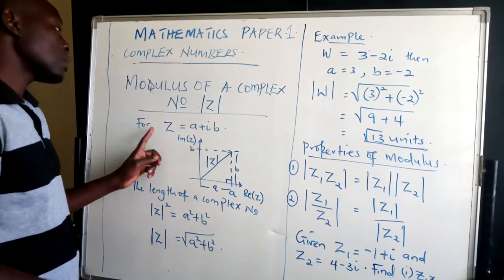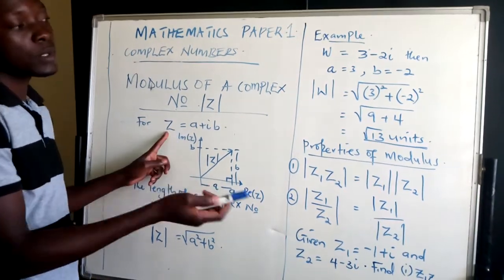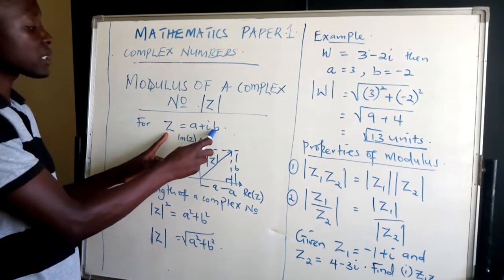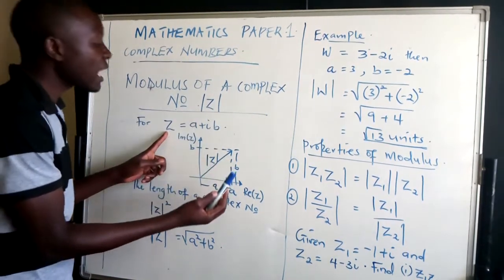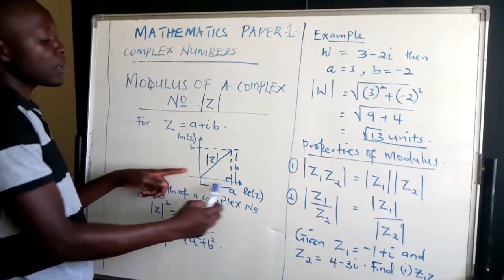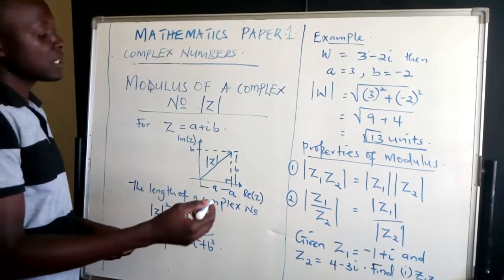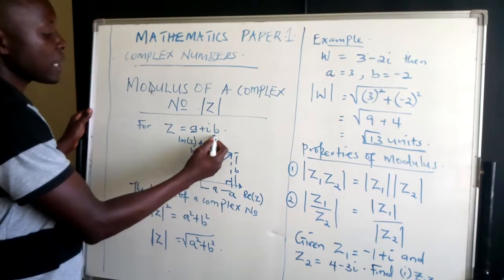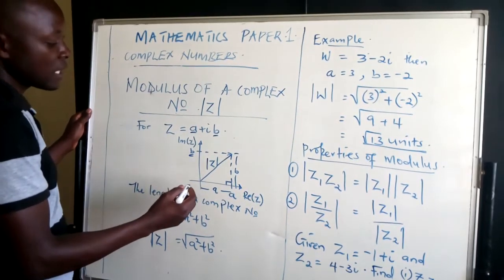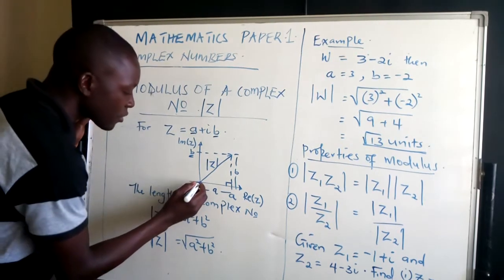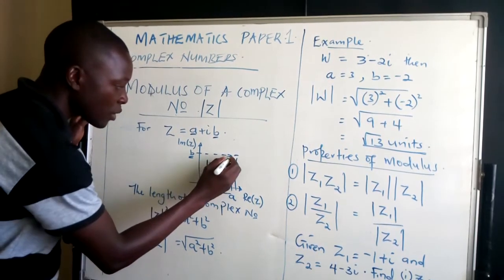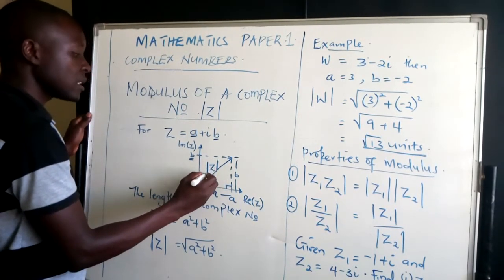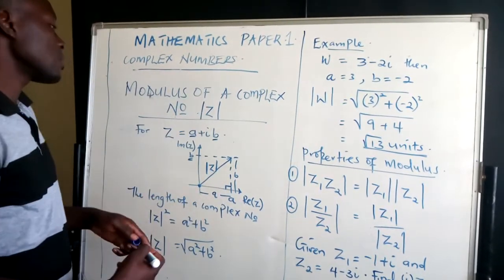So if we are given a complex number z, as we saw in the previous video, we can represent it on the Argand diagram, that's the real and the imaginary axes. We shall represent the real part a on the x-axis and the imaginary part b on the y-axis. Now we are looking for the length from the origin to where the complex number ended. That length is what we call the modulus. We represent it with the magnitude of z.